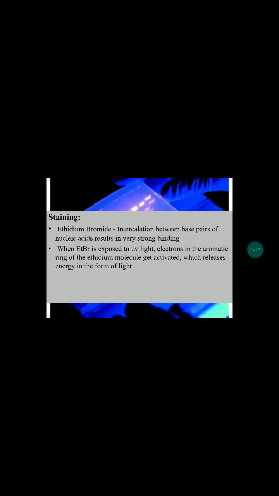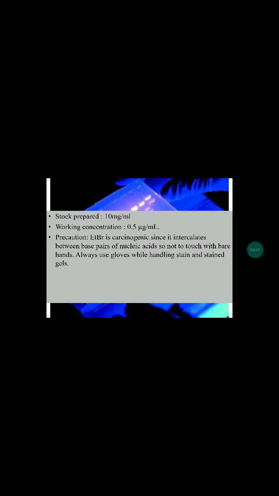Staining dye. Ethidium bromide is usually used. Ethidium bromide intercalates between base pairs of nucleic acids, which results in a very strong binding. When ethidium bromide is exposed to UV light, electrons in the aromatic ring of the ethidium molecule get activated, which releases energy in the form of light, which can be visualized.